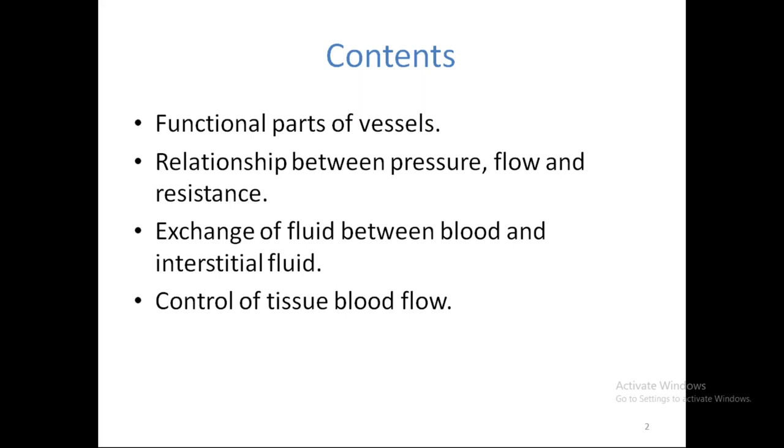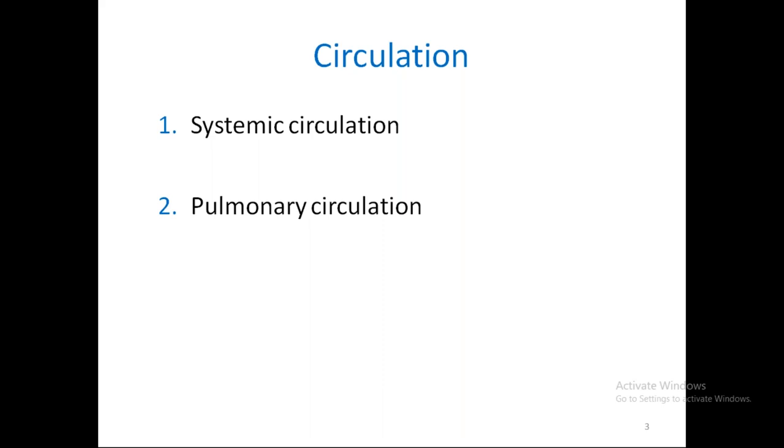Before going to the main topics, you have to know some basic circulation. Circulation is divided into systemic circulation and pulmonary circulation. Systemic circulation supplies blood to all parts of the body except the lung. It is also called greater circulation or peripheral circulation. Pulmonary circulation supplies blood to the lung. It is also known as lesser circulation.